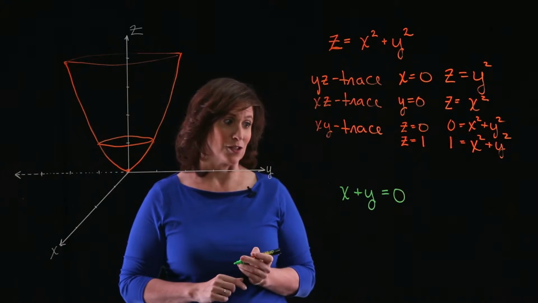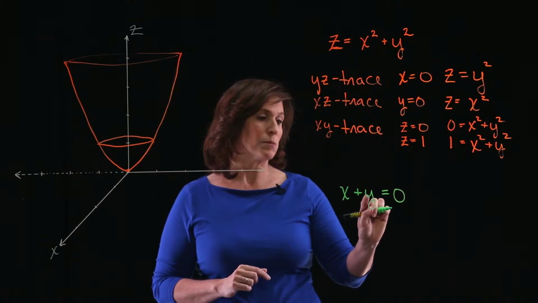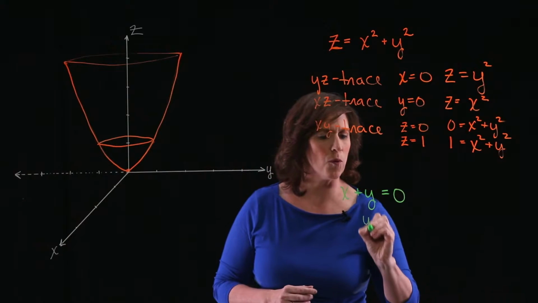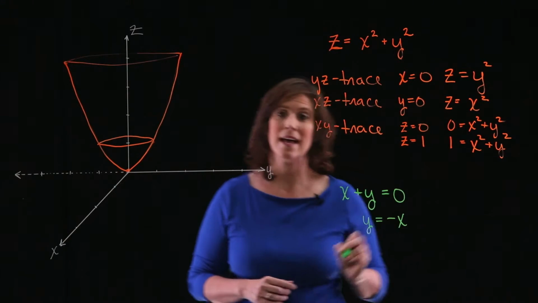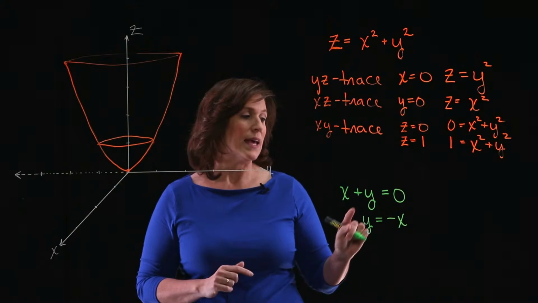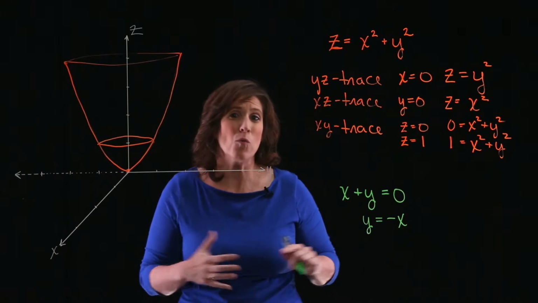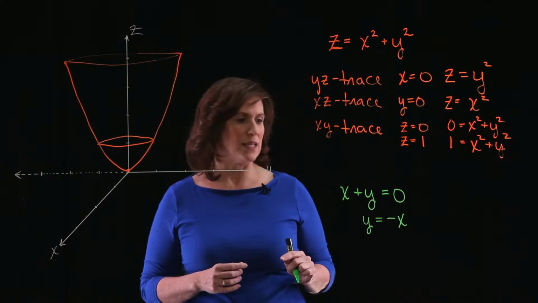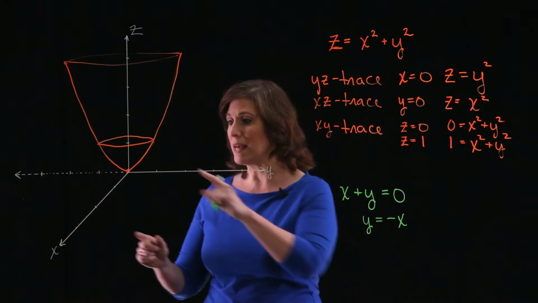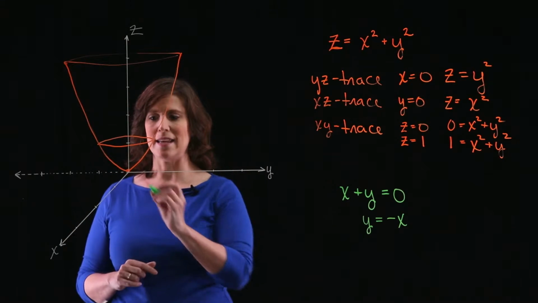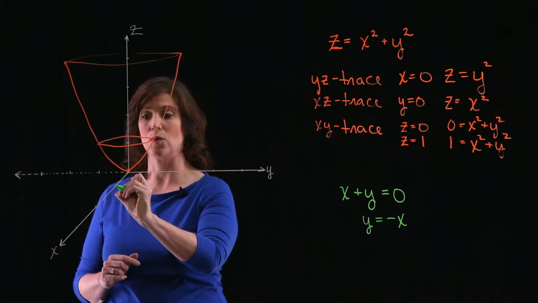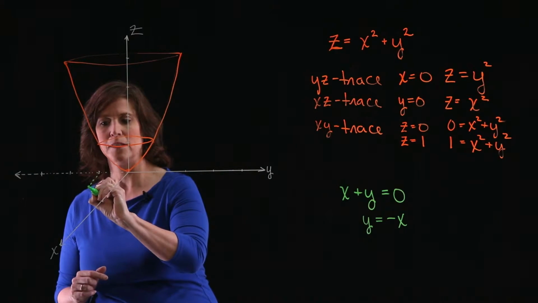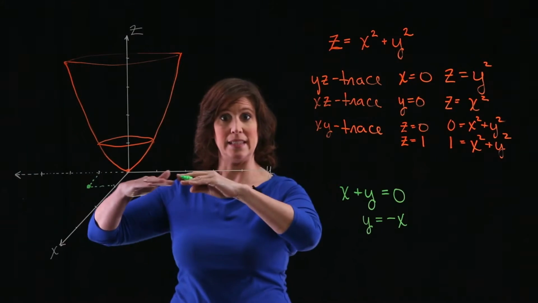Now I have to look at my second surface. I have x plus y equals 0. Notice that there's no z variable in this. If I solve for y, I'll have negative x. Basically, what this is telling me is that y equals negative x no matter what the value of z is. So let's start out, what happens if z equals 0? Y equals negative x. So I'm in the xy plane, and let's just say that x is 1. If x is 1, y is going to be negative 1. So that's going to give me this point. And again, z is 0.